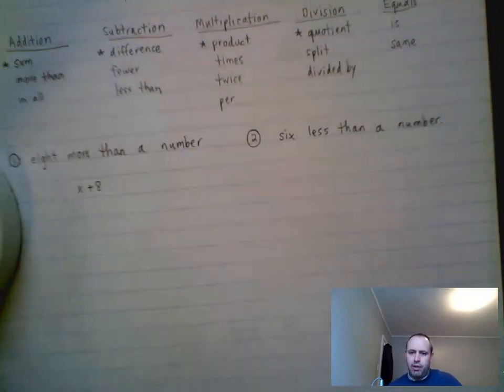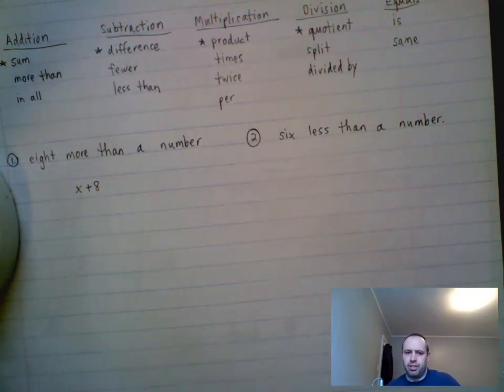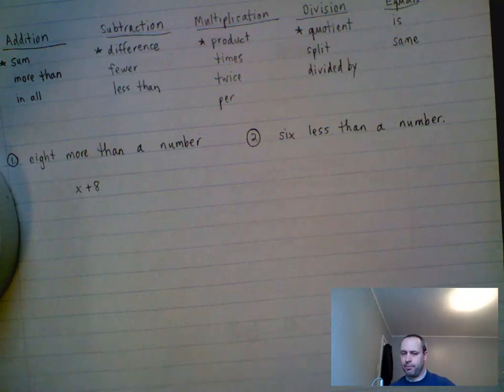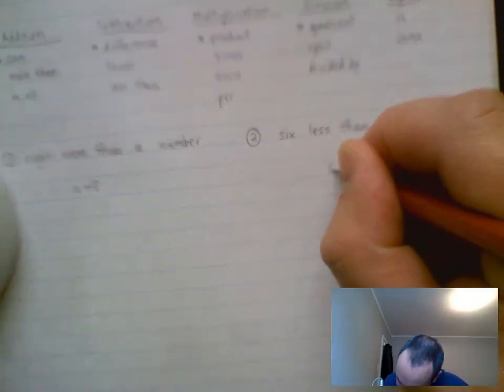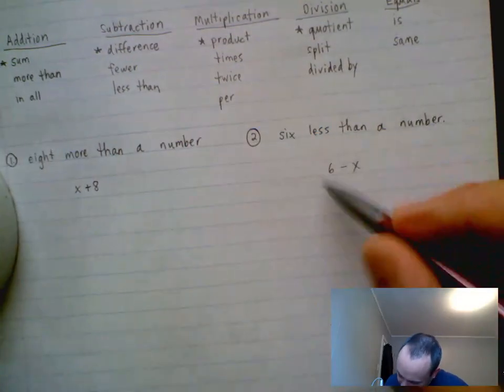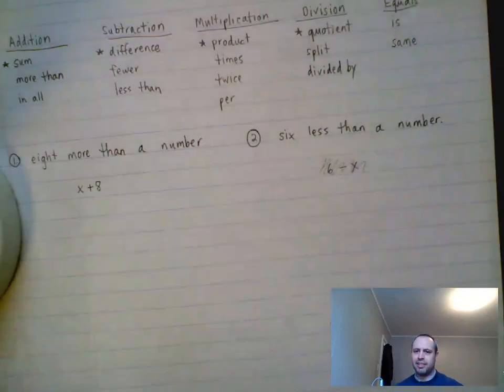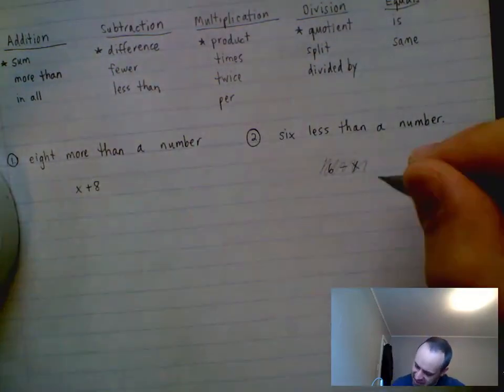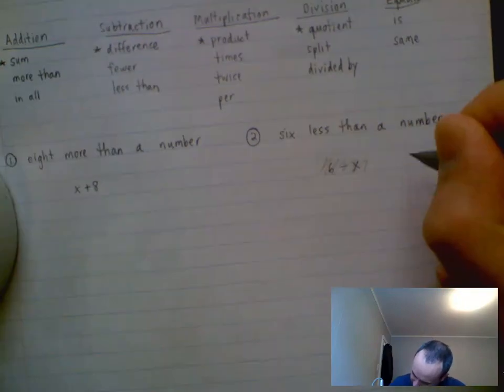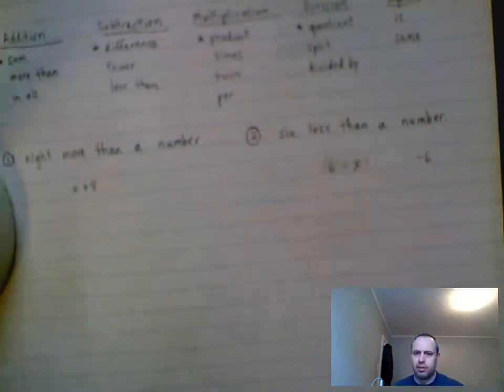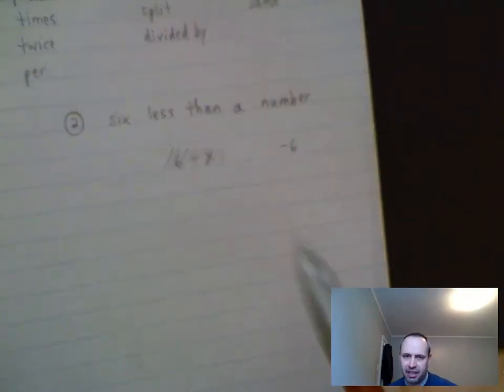All right, go ahead and give that one a shot, and pause the video until you give it a shot. So 6 less than a number, all right? It's not this. It's got to be 6 less than something, than that thing.